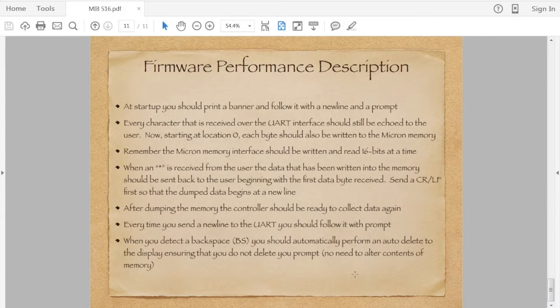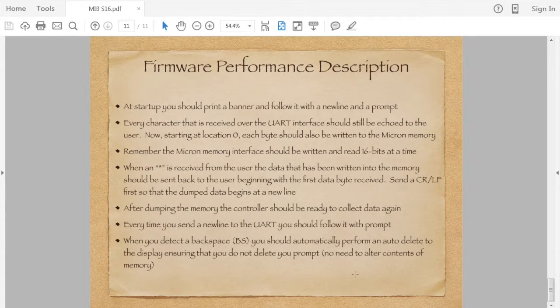We know that. When an asterisk is typed by the user, what that would mean is that all of the data that you've received, you should dump. So as you've been receiving characters, it should be written to the Micron memory. When you receive an asterisk, you then dump it. And you should send a carriage return line feed first so that the dump data begins at a new line. Then after dumping the Micron memory, you should then go back and wait to collect more data.